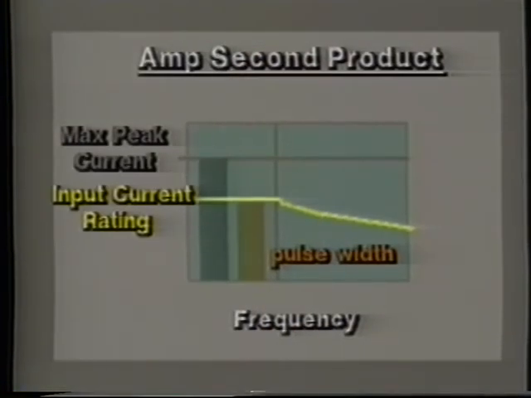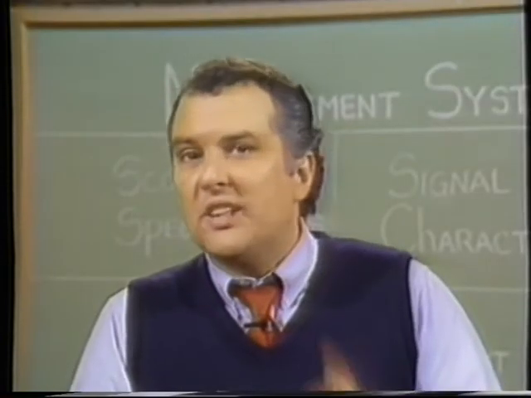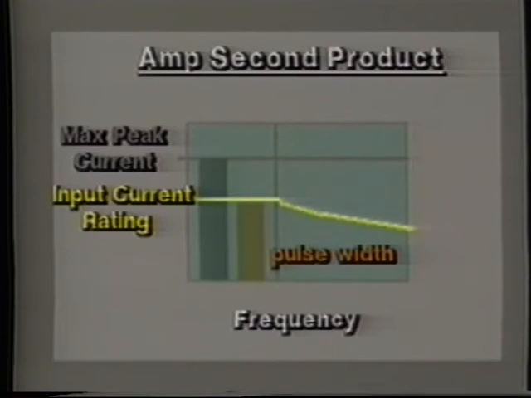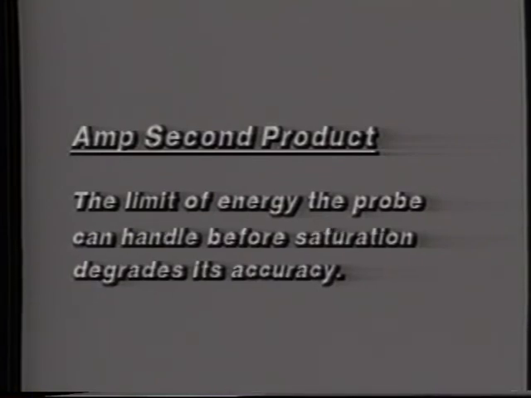The input current rating for DC plus peak AC establishes a limit below which any signal may be handled continuously. Above this amplitude, continuous waveforms are not allowed. But single-shot and low repetition rate pulses may be, provided they do not exceed the amp-second product. Above the maximum peak current, I should add, no signal is allowed. The amp-second product is a measure of the energy contained within the waveform. The probe's amp-second product specification is a limit of the energy it can handle before saturation degrades its accuracy. That limit should not be exceeded when measuring single-shot pulses.